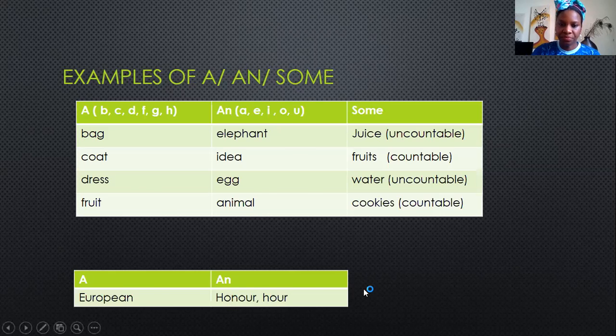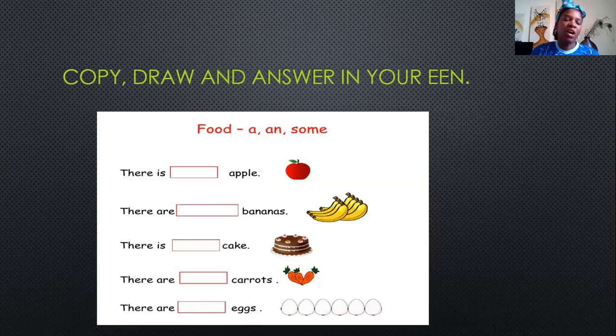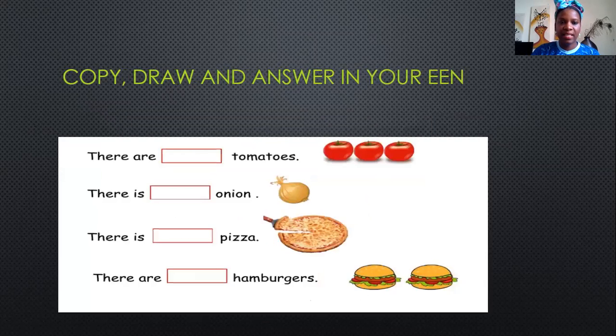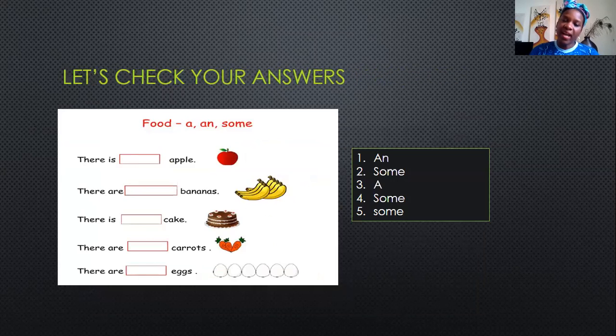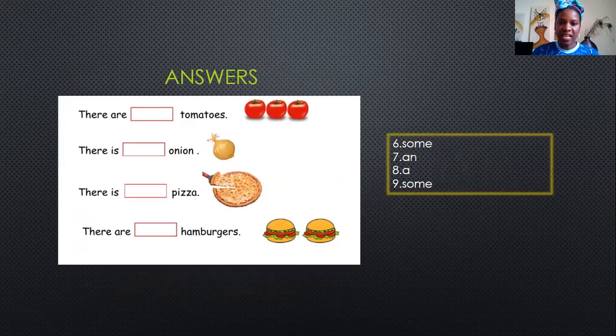Let's move on. Okay, so now you're going to quickly do this activity, read what the instruction says, take out your notebook, and do what you have to do here. Let's continue with the exercise. Okay, now let's check your answers. I'm going to pause so you can check the answers. You can tell me your answers and we can check together.